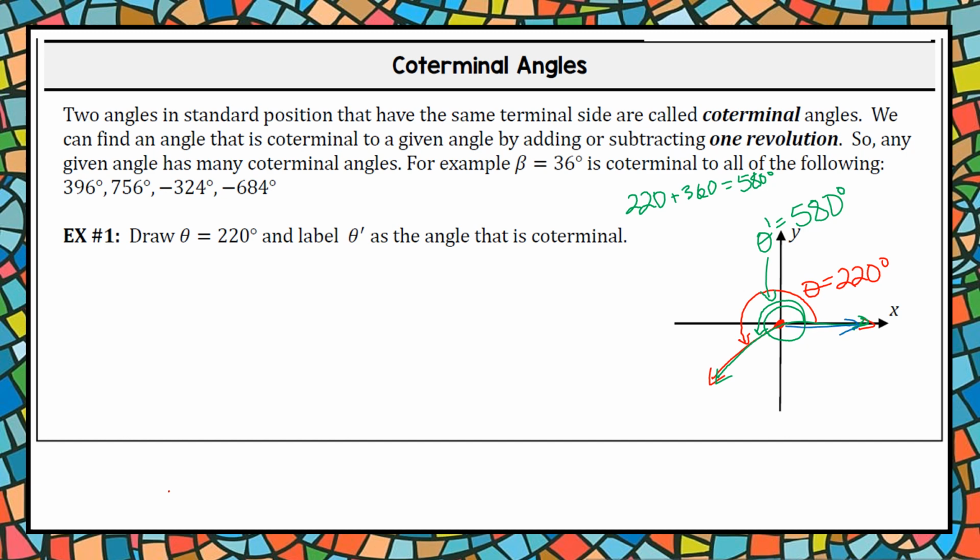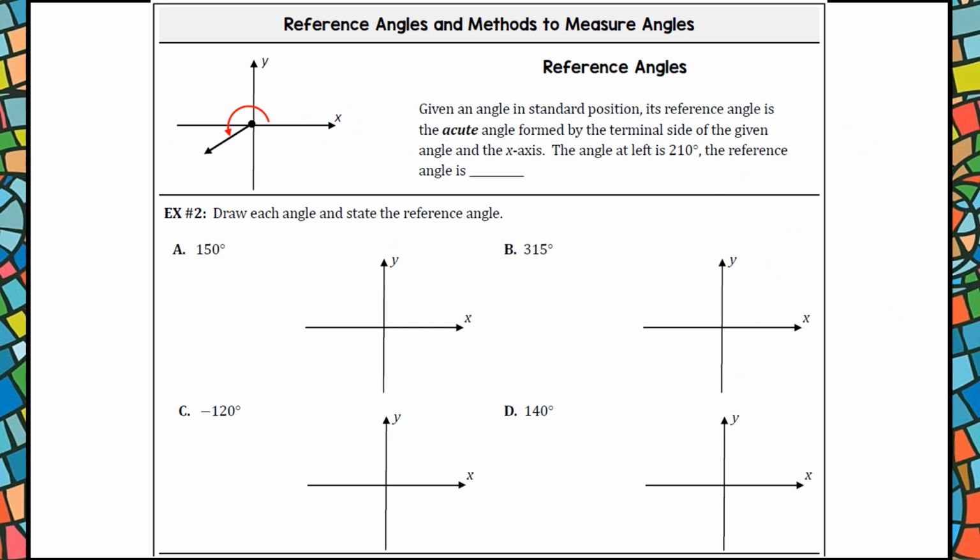So if I were to draw in that angle there, draw in again the same ending point here, but instead of going 220 in the positive direction, I actually subtract 360, which has me going in the negative direction. And so I'm going to call that angle theta double prime. That angle then would be 220 minus 360, which would give me negative 140.